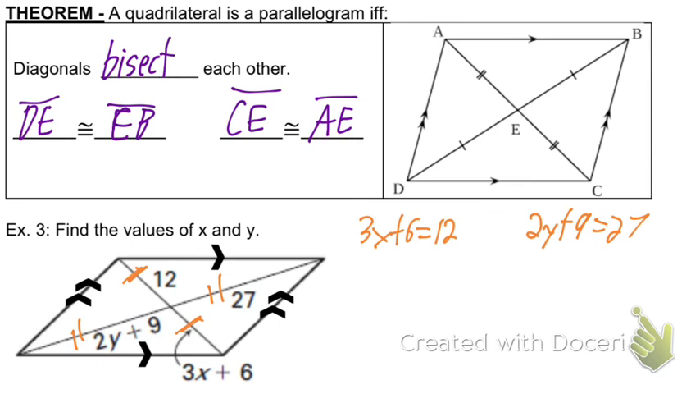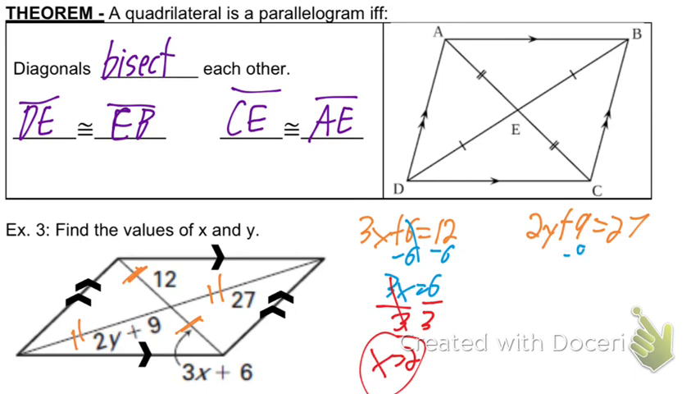All right, the first equation, we subtract 6. 3x is 6. Divide by 3. X is 2. Second equation, we subtract 9. 2y equals 18. Divide by 2. Y is 9. Now, could we plug y back in and make sure it gets 27 to equal 27?